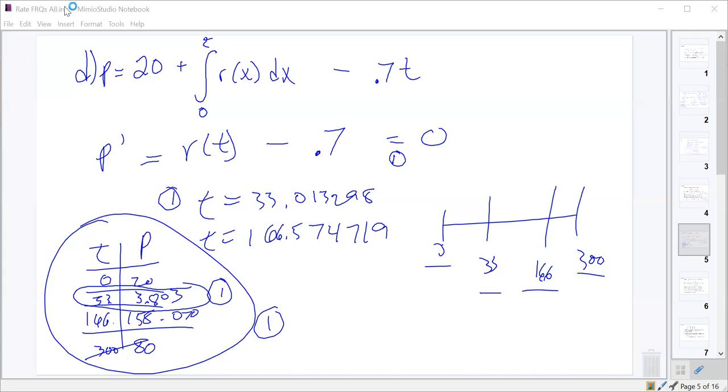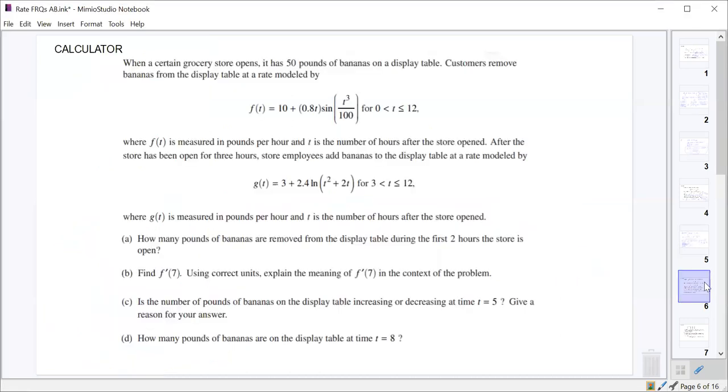Let's talk about what I want you guys to do for tomorrow. We're going to talk about an area and volume one in a second, as soon as that loads. Tomorrow, I want you to do the next rate problem, which is about bananas. A banana on a display table in a store. Very exciting. You're going to do the banana problem for tomorrow.